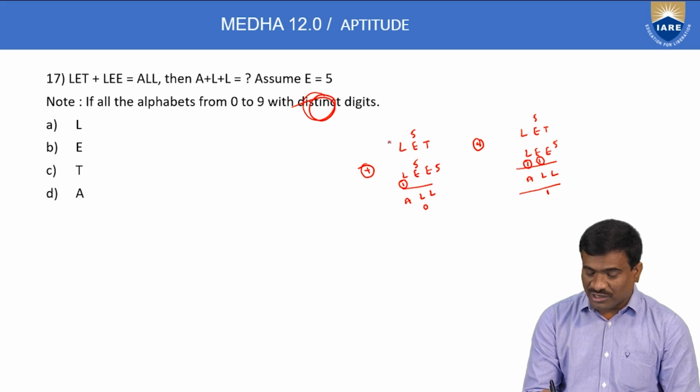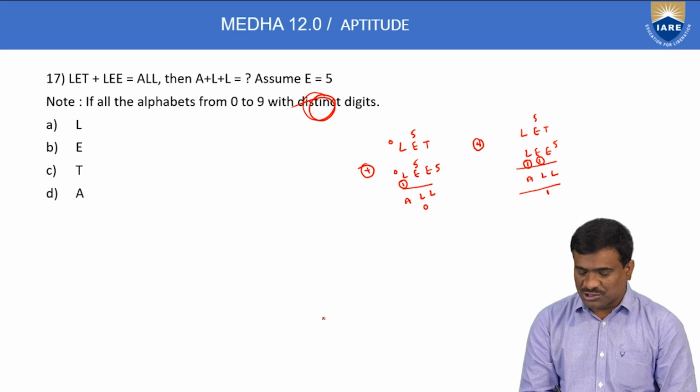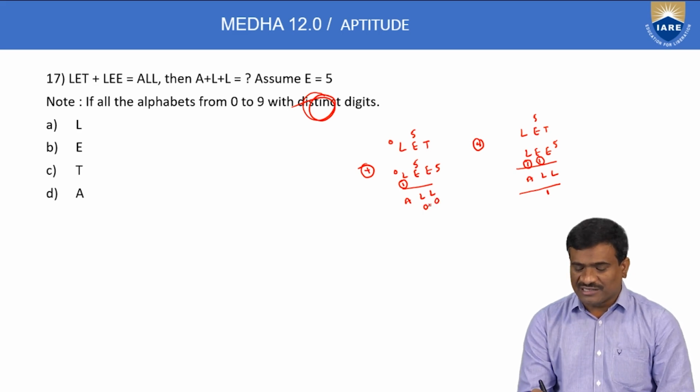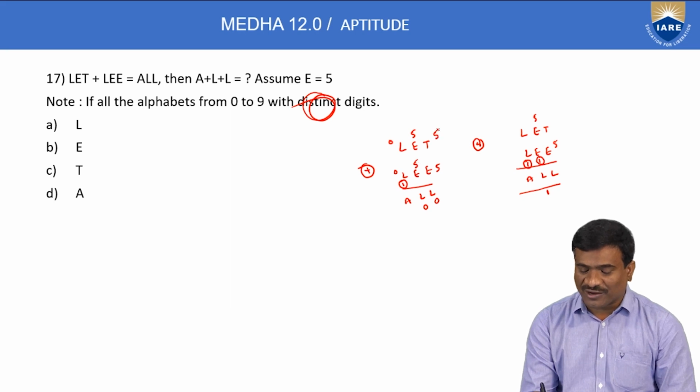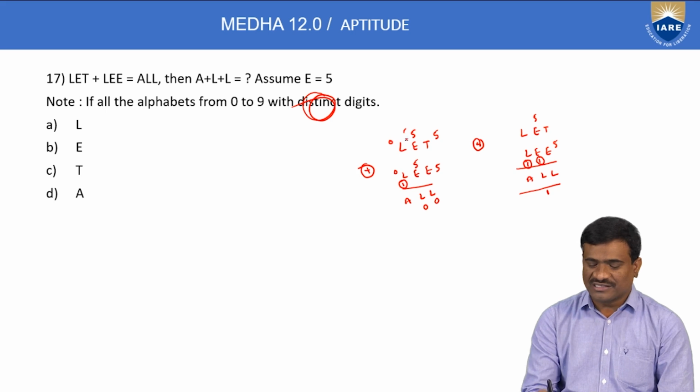Here O is the number 0. O plus O is equal to 0. Again O plus O is equal to 0. But T plus 5 is equal to 0, then T must be 5. But already E is equal to 5. T again 5 is not possible. Then this is not possible.